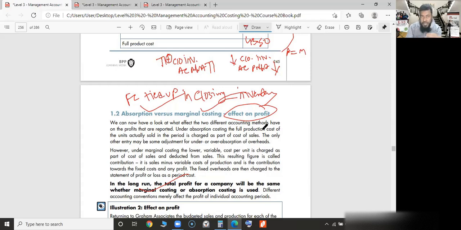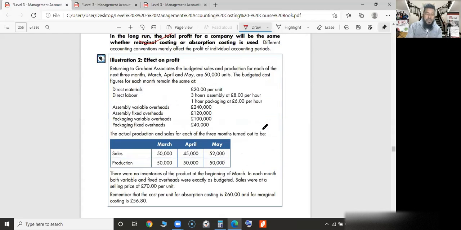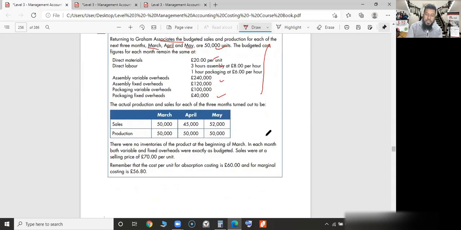If there is no opening and closing inventory, both absorption and marginal costing profit would be the same. Let's do some work here. Returning to Graham Associates, they're saying they're going to produce 50,000 units over the months of March, April, and May. We already know the fixed and variable cost from our last example. But look at this, March, April, and May.